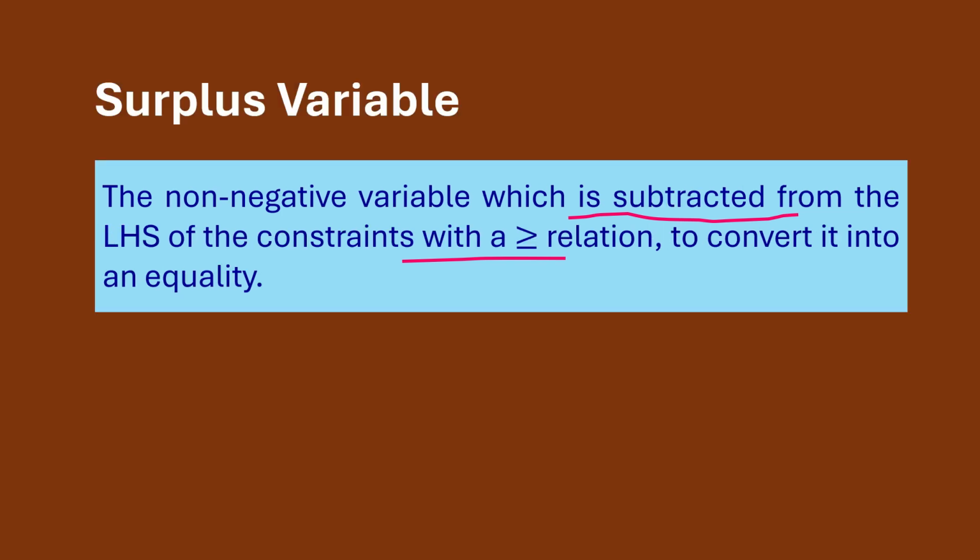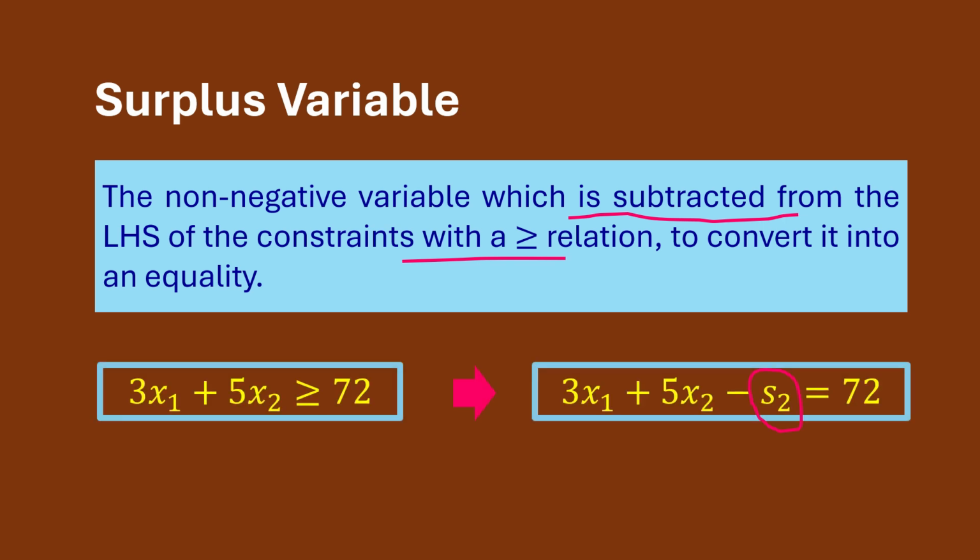Surplus variable is also a non-negative variable, but we subtract it from the left-hand side of the constraints with a greater than or equal to relation. In this example, S2 is a surplus variable. One key thing to remember is that both slack and surplus variables are only used to convert inequality constraints into equality relations. They do not play any role in optimizing the objective function.